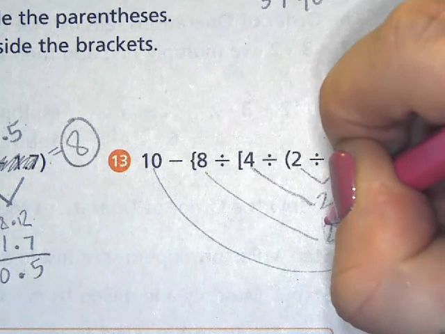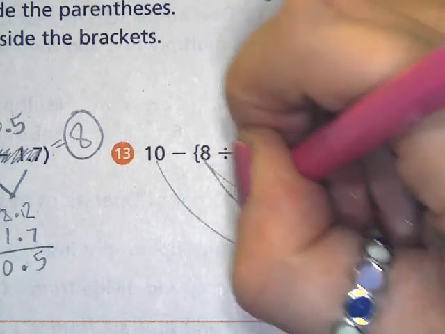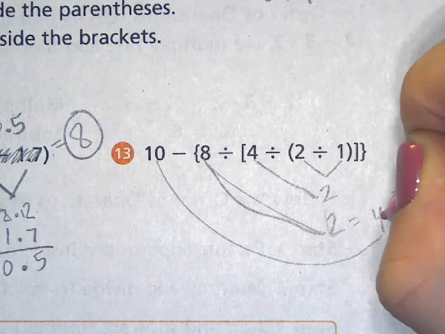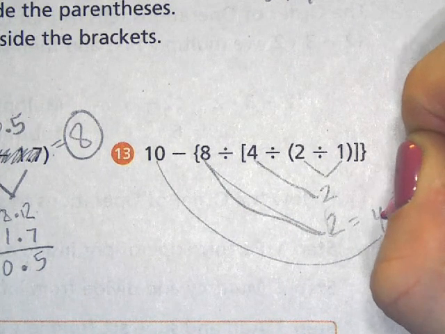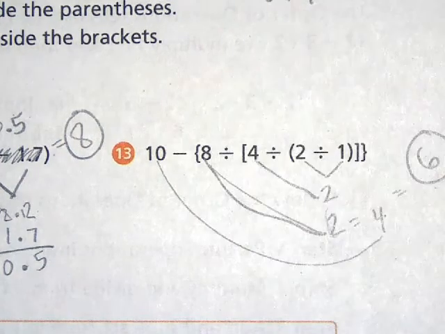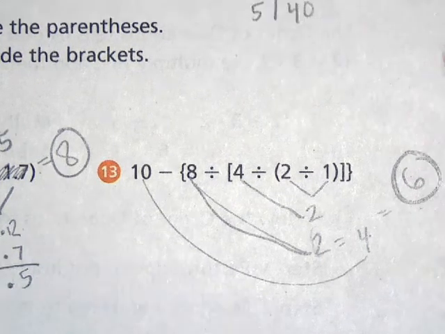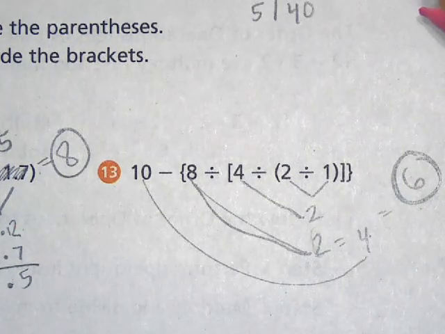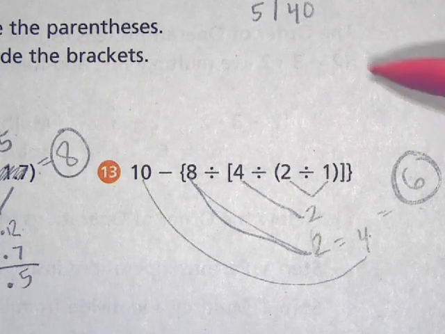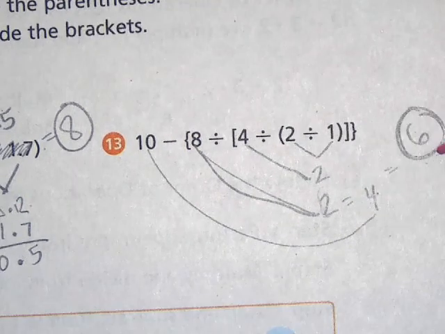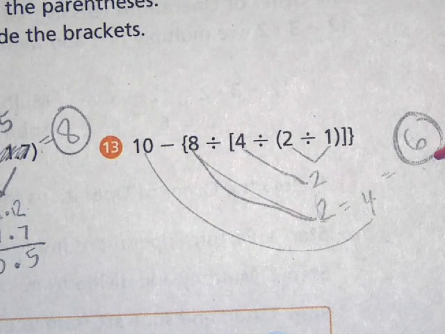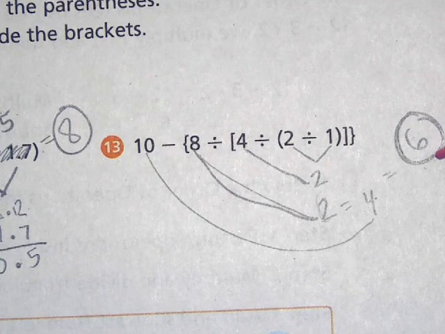Watch, I want to see some connections on your paper. Here's how I did mine. I did the innermost one. 2 divided by 1 is 2. Then I connected. Okay, so now I go outside of it. And I go 4 divided by 2 was 2. Then I went outside of it. 8 divided by 2 was 4. And now I'm completely out of the brackets and braces. So then I come clear up to the top. And 10 minus 4 is 6.